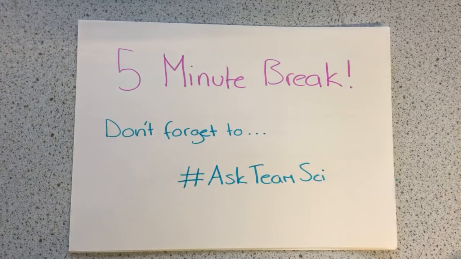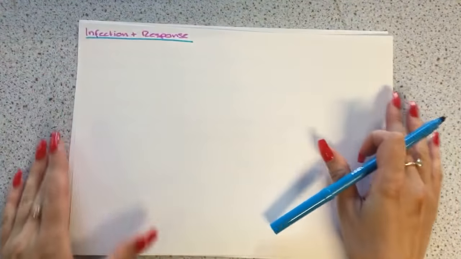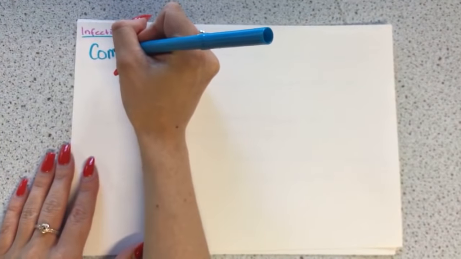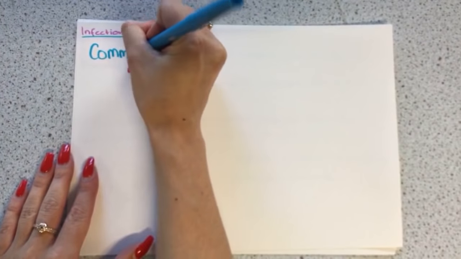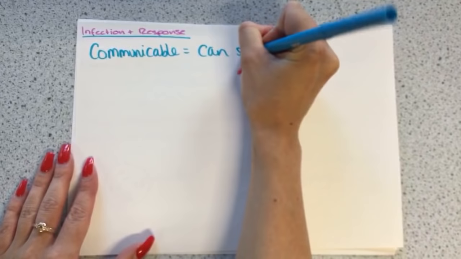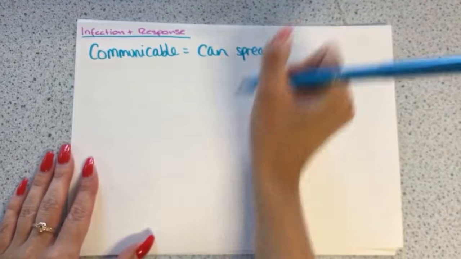Right, okay, year 11, back with spec 3 then. So infection and response. First of all, I'm just going to mention the difference between a communicable and a non-communicable disease. So a communicable means that the disease can spread, and non-communicable obviously means that it doesn't spread.